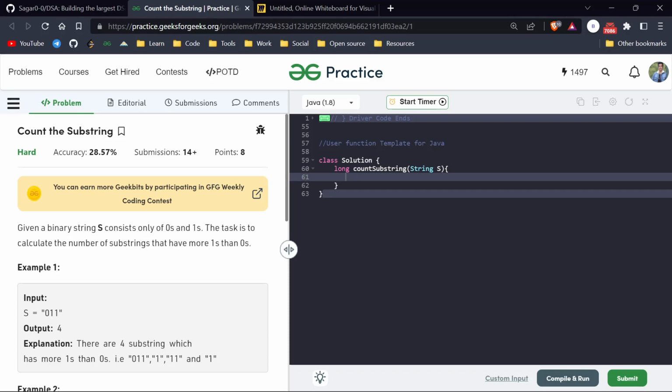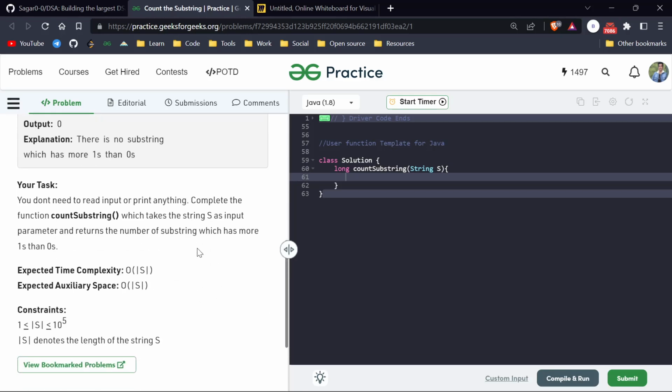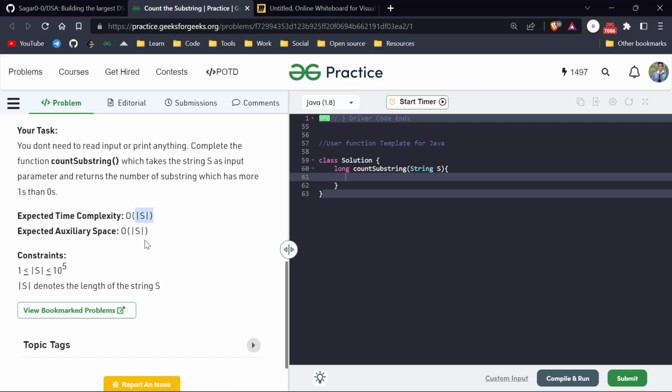So today is day 197 of our POTD series and today the question name is Count the Substring, and I think GFG just loves to give us hard level questions. This question looks very simple but it is not, because we have to manage the time constraint here.